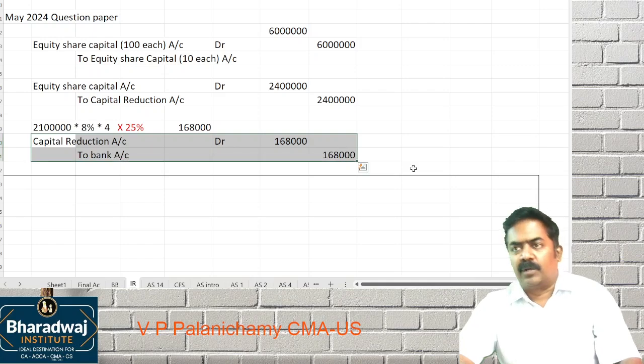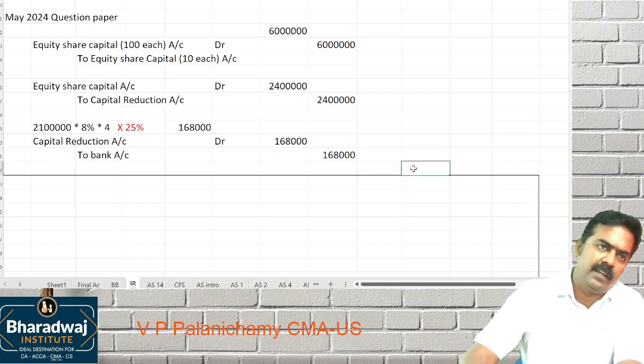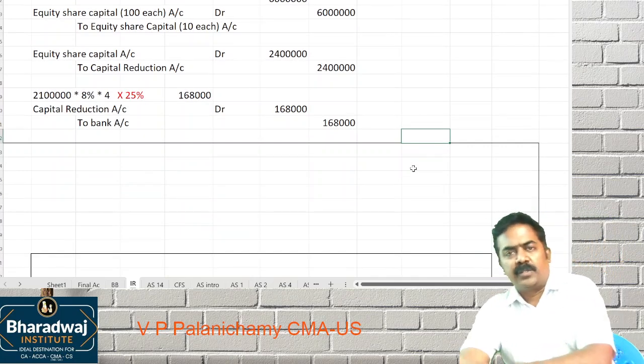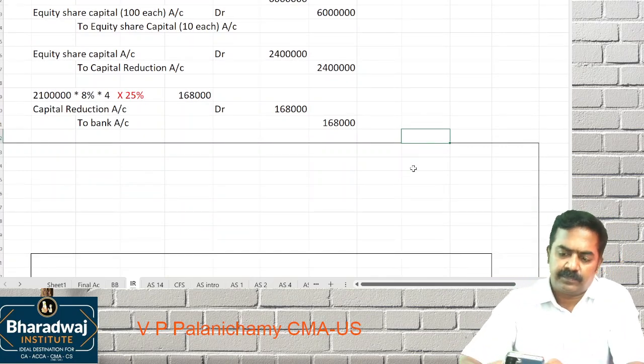Why capital reduction account debit? Unrecorded liability being paid or becoming payable. Capital reduction account debit to which account? Bank account.